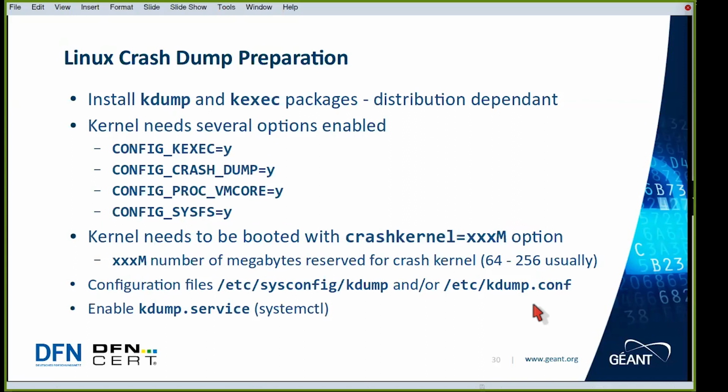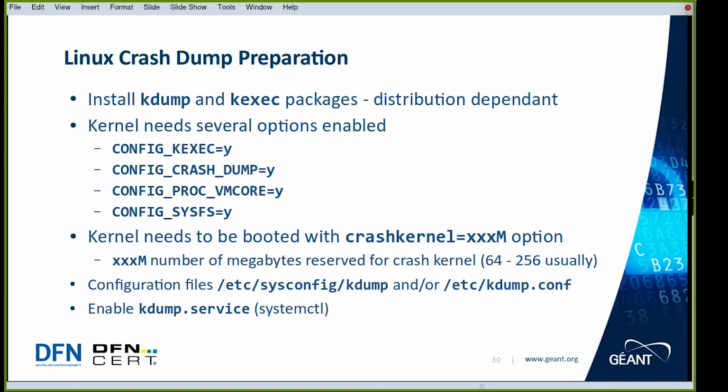So on Linux, this is an involved process. I can only give you the very basics. What we need is the kdump and kexec packages, which are distribution dependent. Then the production kernel needs several options enabled, like CONFIG_KEXEC, CONFIG_CRASH_DUMP, CONFIG_PROC_VMCORE, and sysfs. The latter two are probably always set to yes. And then we have to give this kernel a boot parameter, which is called crashkernel, with xxxM, meaning we have a number of megabytes in kernel memory reserved for something called a crash kernel.